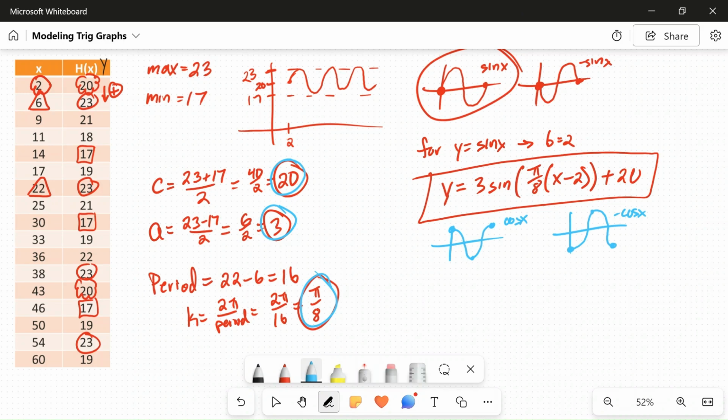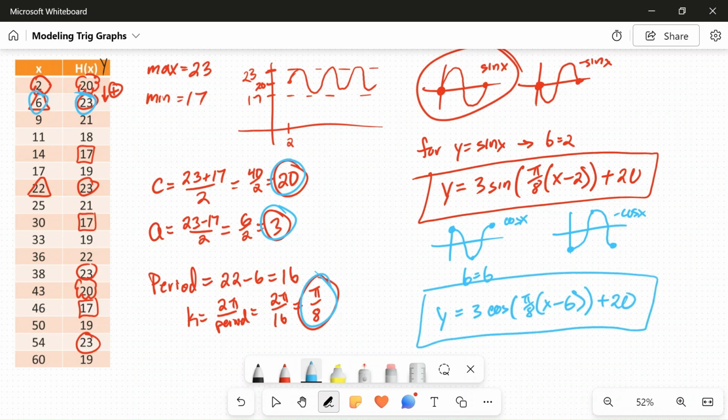So again, I just need to figure out where's the maximum or where's the minimum, and I can go from there. Well, it turns out that I have a maximum of 23, and that occurs when x equals 6. So I could just use b is equal to 6. And since I'm at the maximum, I don't have to reflect it. So my equation is going to be y equals 3 cosine of pi over 8 times x minus 6, and then all that plus 20.